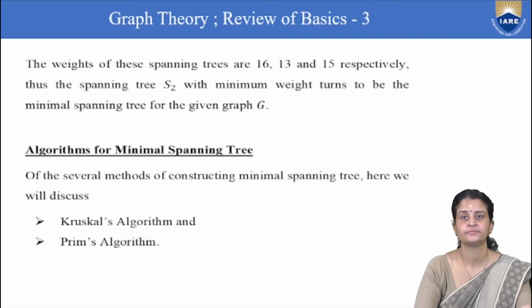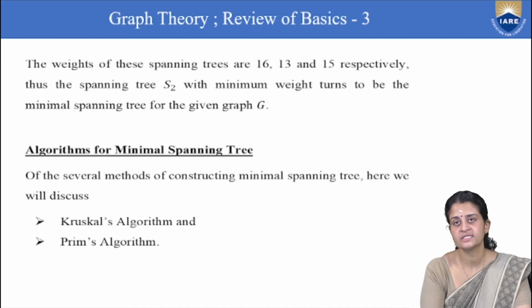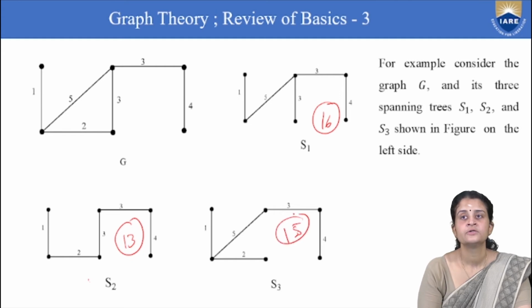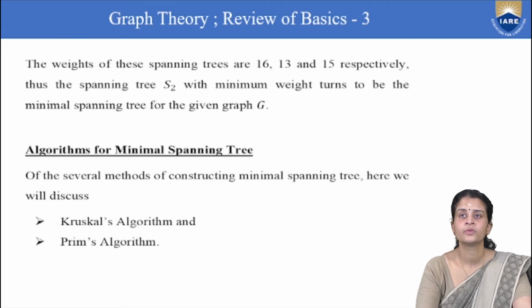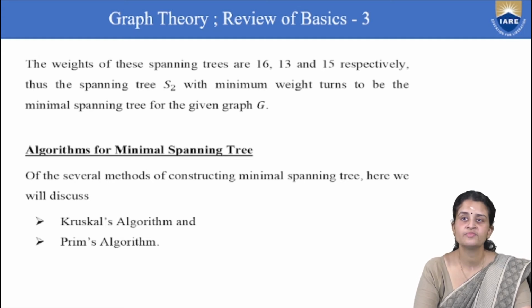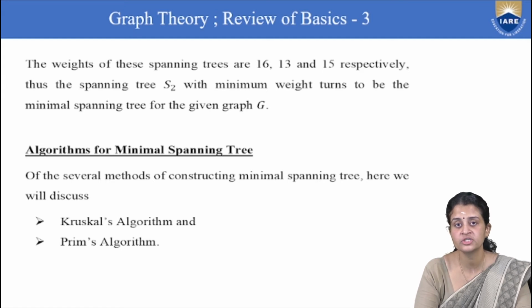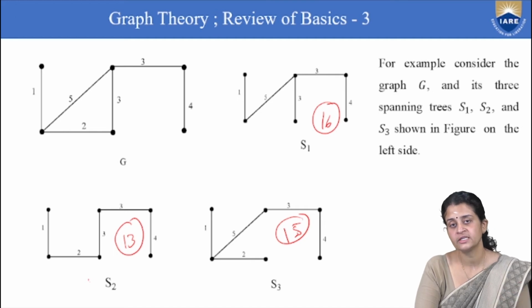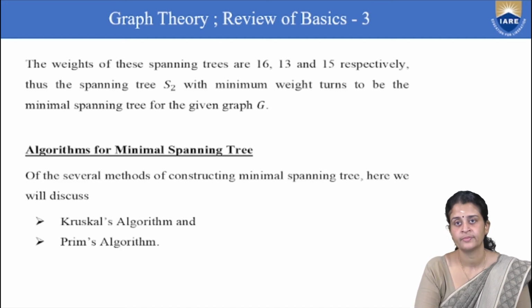See here. The weights of these spanning trees are 16, 13 and 15 respectively. Here it is 16, here it is 13 and here it is 15. Thus, the spanning tree S2 turns out to be the spanning tree with minimum weight, and it is the minimal spanning tree of the given graph G. Okay. Now we have learned what is a spanning tree and what is a minimal spanning tree.